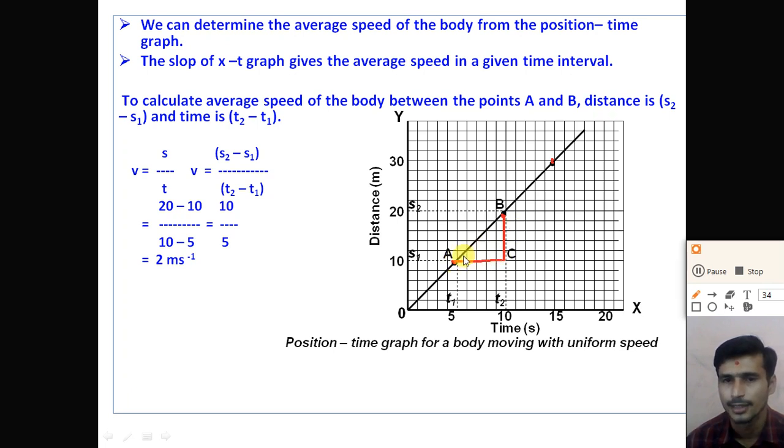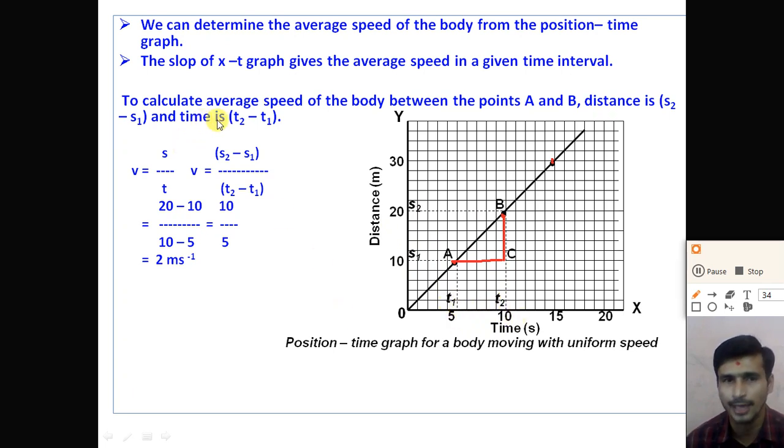We get AC and BC. So slope is equal to BC, the y difference, divided by the x difference. So the change in position, we get 20 minus 10, and the change in time we get T2 minus T1, that is 10 minus 5.